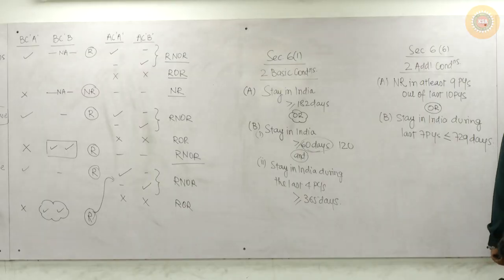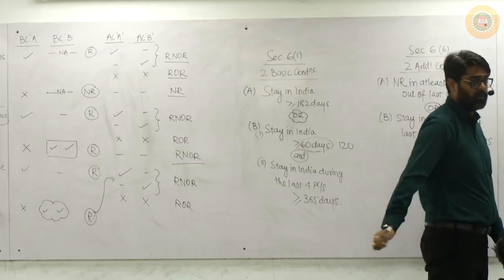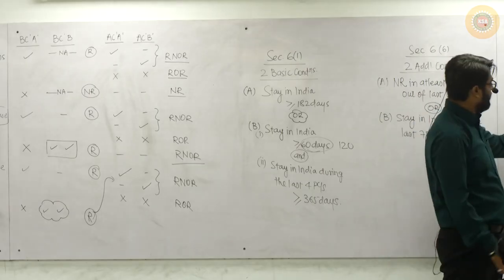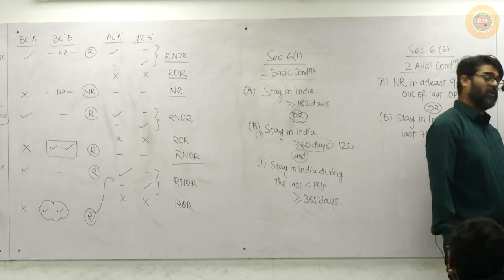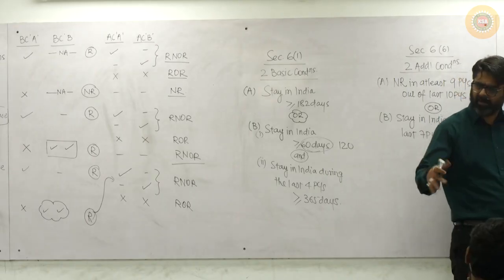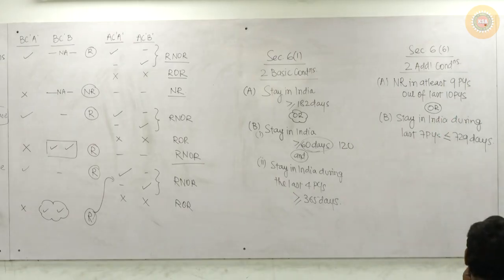Basic condition B is not applicable in the 3 exceptional cases, but it is applicable in special case as well as normal case. Yes or no? In special case, basic condition B will be special, 120 and 365. And in normal case, basic condition B will be normal, 60 and 365. Now tell me, the only applicable condition is basic condition A. Are you satisfying this? No. Will you check B? Even if you want, you cannot, because this is not applicable. What will you become?